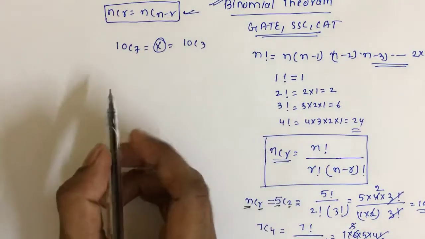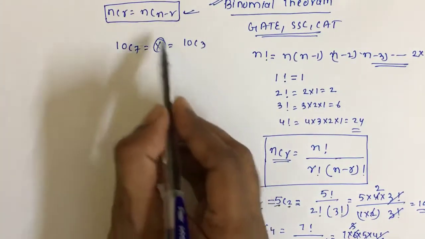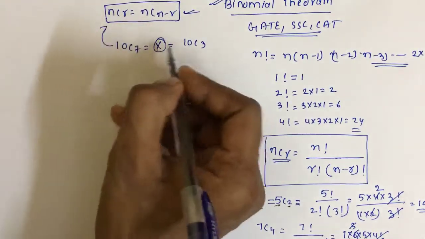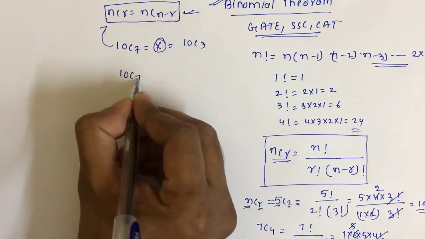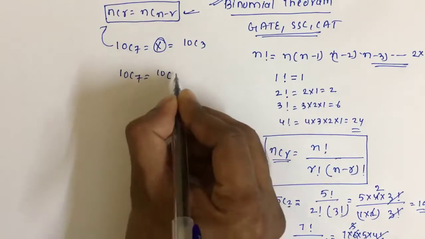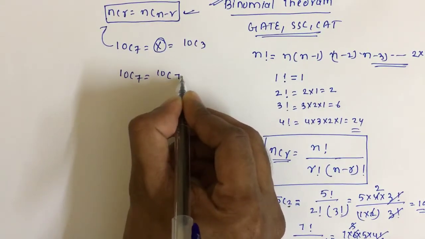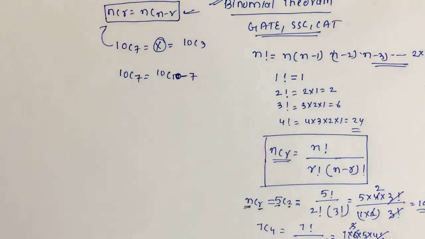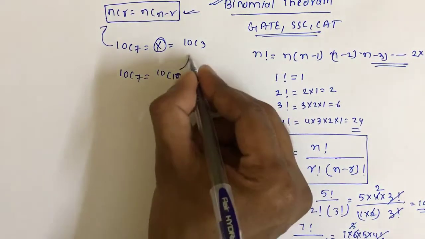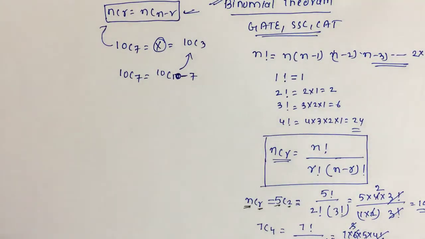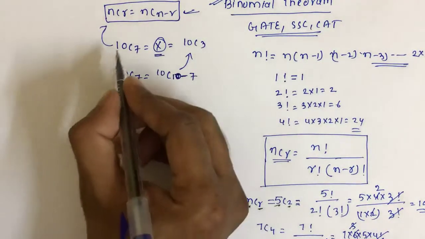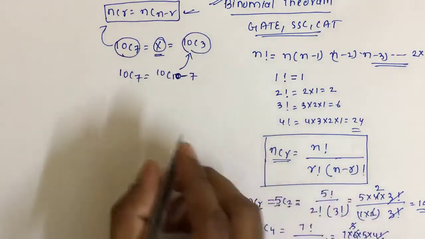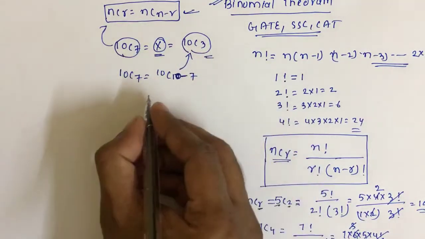Here first we will identify whether this is in this form or not. Yes, this is in this form only. So we can write 10C7 equals 10C(10 minus 7). 10 minus 7 is equal to 3. So this will become this way. Now we have to calculate the x value. The value of 10C7 and the value of 10C3 is the same. So first we will do it for 10C3.